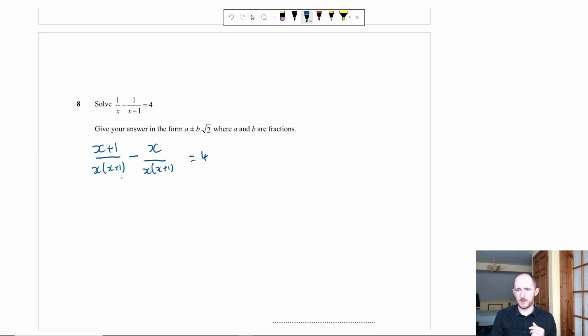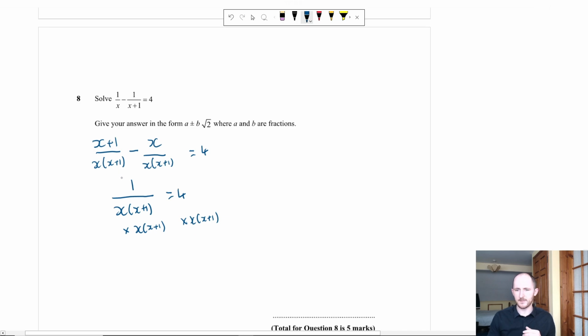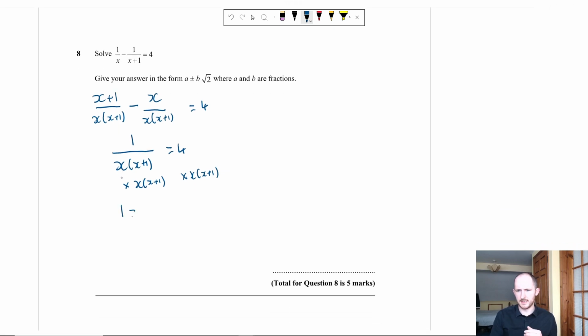We get x plus 1 minus x. That just gives me 1 over x plus 1 equals 4. We're going to times by the denominator of x plus 1, both sides. I'm just going to write it out fully, which gives me 1 is equal to 4 times x plus 1. Expand those brackets. 1 equals 4x squared plus 4x. Move the 1 to the other side.